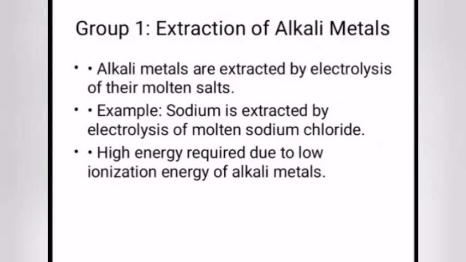So now, extraction of alkali metals, extraction of group one elements. Alkali metals are extracted by electrolysis of their molten salts. This is what I was talking about. You can get sodium, and even potassium, most of the time by electrolysis of their molten salts. What they mean by molten salt is a high concentration of salt that almost looks like solid salt. When you electrolyze these salts, you would get the metals that are bonded with the salt.